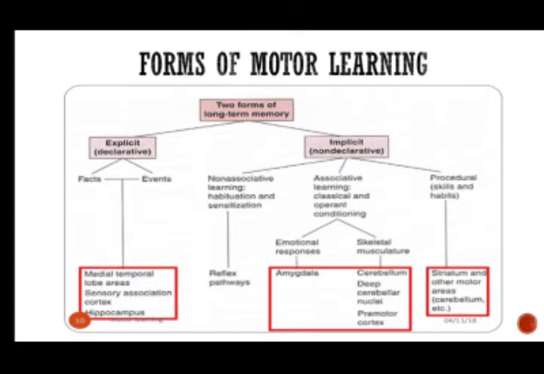So the implicit has three categories. There are non-associative learning, associative learning, and also procedural. Non-associative learning is habituation and sensitization. It is reflected by reflex pathways. The associative learning is classical and operant conditioning. There are emotional responses and skeletal musculature.